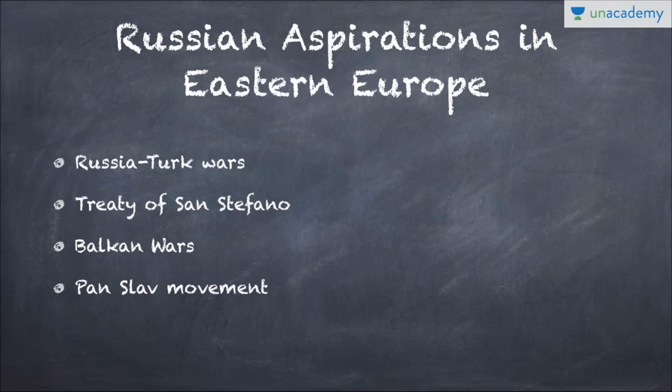Finally, there was an important treaty called the Treaty of San Stefano. It was signed between Russia and the Ottoman Empire, and San Stefano is a place near Constantinople. The treaty ended the war of Russia and Turkey in 1878.